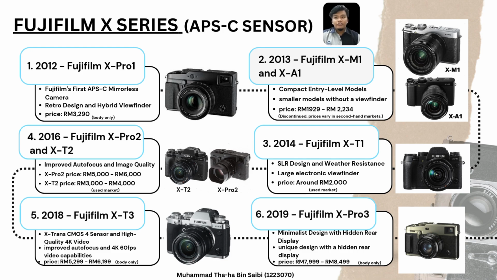Number 1. Year 2012. The first model is Fujifilm X-Pro 1. It is the first APS-C mirrorless camera in the X series. It introduced a new image concept without a low pass filter, delivering sharper image quality, and has a retro design and hybrid viewfinder.